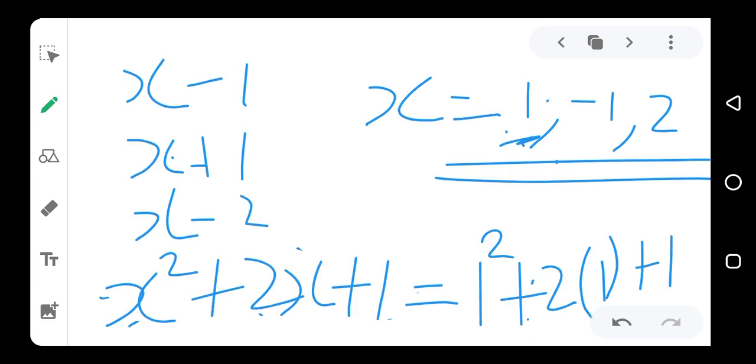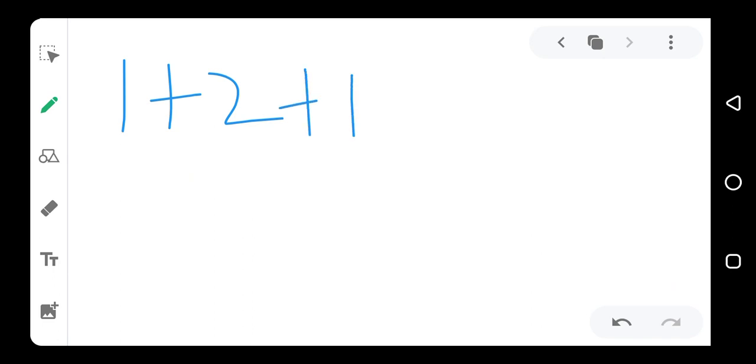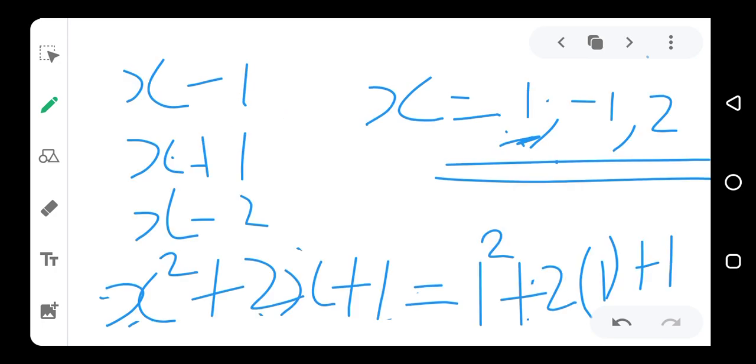Now 2 times 1 is 2, plus 2 is 2, and plus 1 plus 1. Now this is going to give us 1 plus 1 plus 2, 1 plus 2 plus 1, which is 4. So it does not give us 0. That means that this one is not a true root of this equation. It's not a root of this expression.